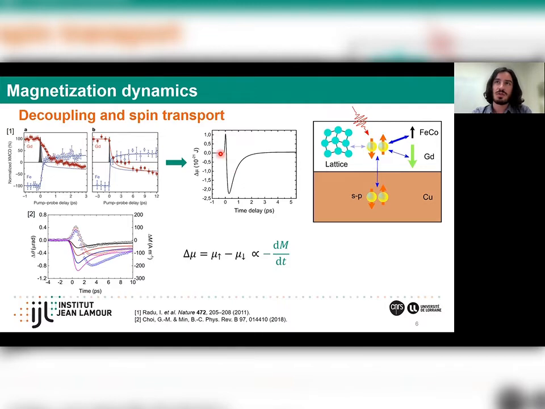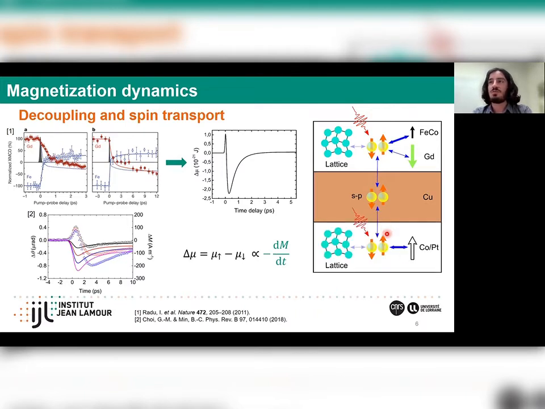And there are two features to this signal. First, you have a first peak, which corresponds to the ultra-fast demagnetization of the iron cobalt, and another peak, which is due to the ultra-fast demagnetization of the gadolinium sublattice. Because this peak is much bigger, we usually say that upon femtosecond laser irradiation, it's the gadolinium that will polarize the conduction electrons.